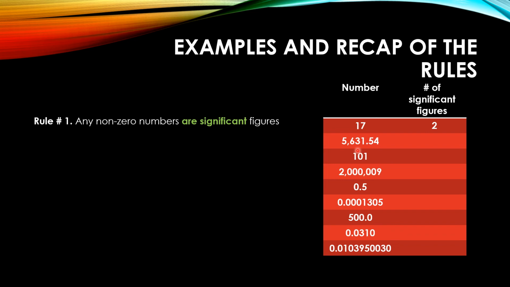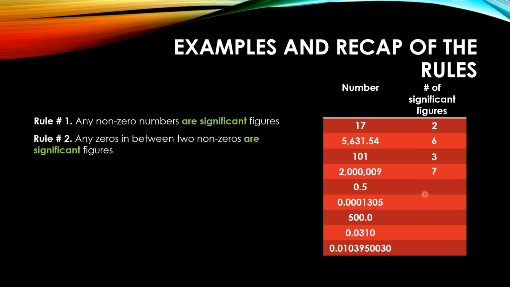So what do you think? How many significant figures are there? Yes, 6. Rule number 2: any zeros between two non-zeros are significant figures. In this example, 101, we have 3 significant digits, and in the next one we have five zeros between 2 and 9. So the total number of significant figures will be 7, as all the numbers will be considered significant digits.